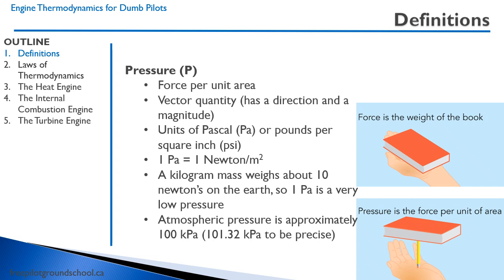When we're talking about atmospheric pressure, we're talking about kilopascals. Atmospheric pressure is approximately 100 kilopascals. Once we're dealing with pressures in turbines and engines, we start getting into the megapascals, so millions of pascals, millions of newtons per square meter.